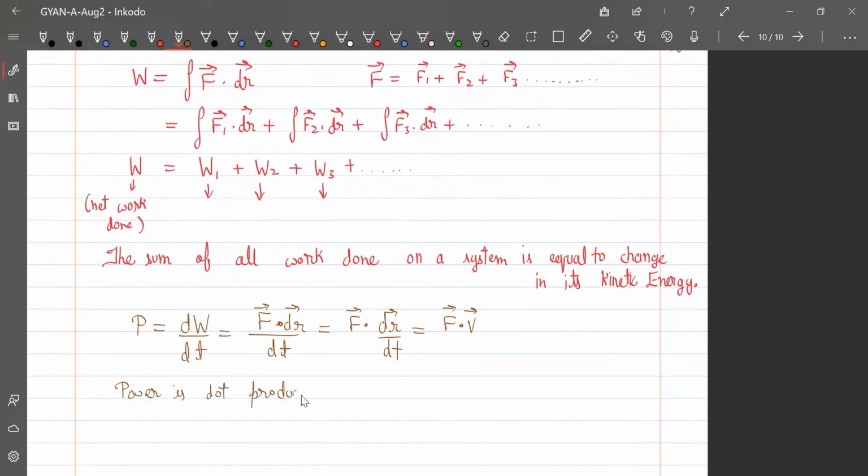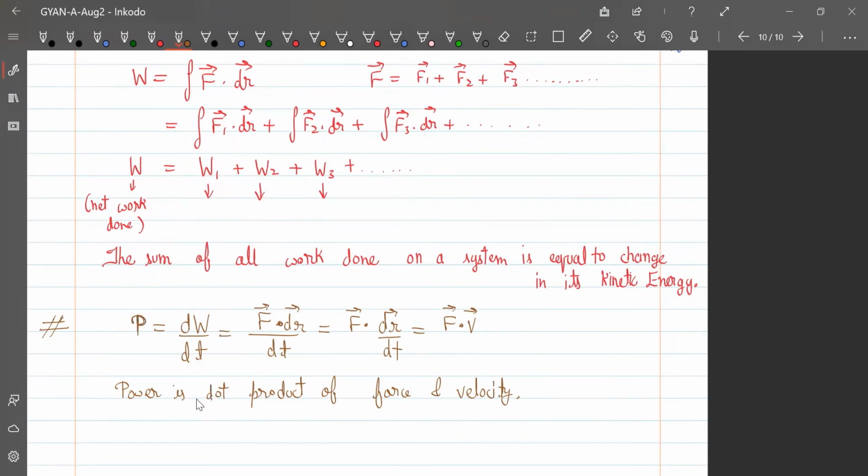Power is dot product of force and velocity. Force and velocity. That's it. That's the definition of power. और ये definition of power change नहीं होने वाला किसी भी केस के लिए. अच्छा, power is rate of work done. That is the basic definition.